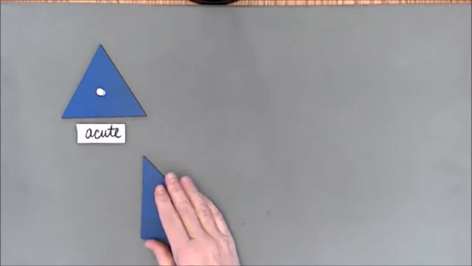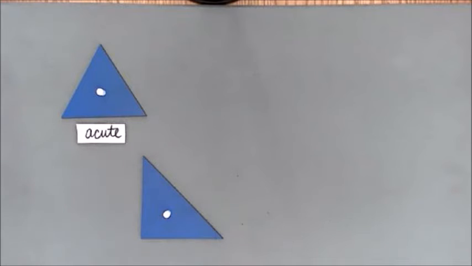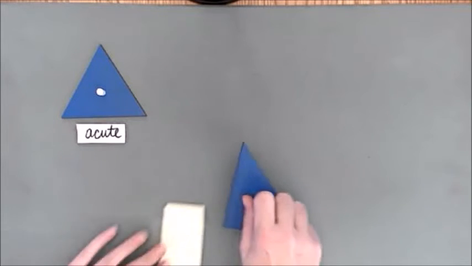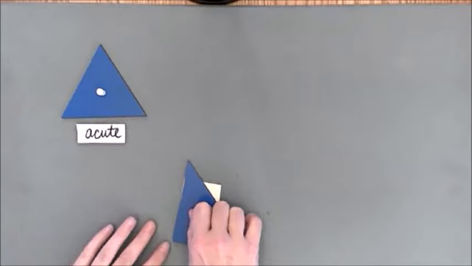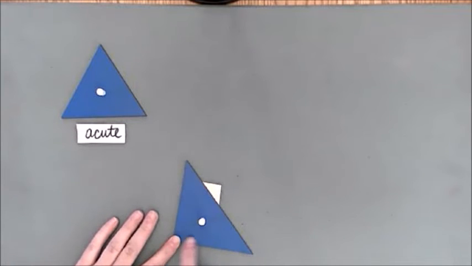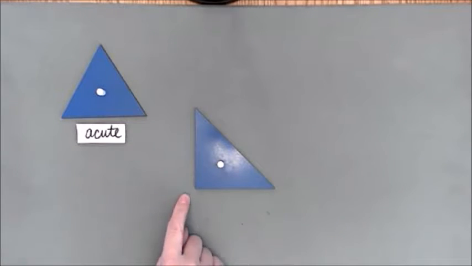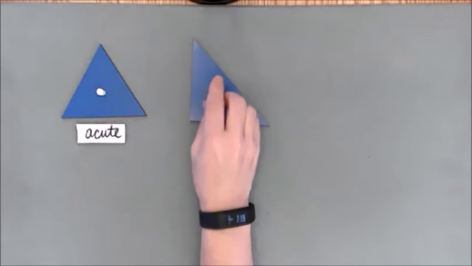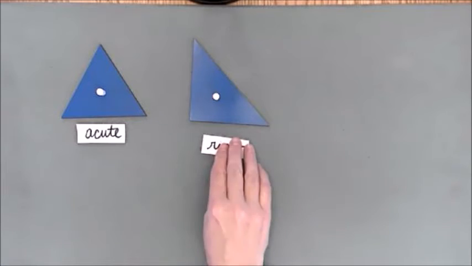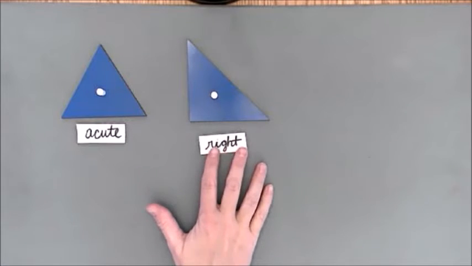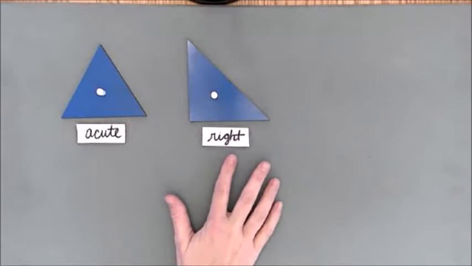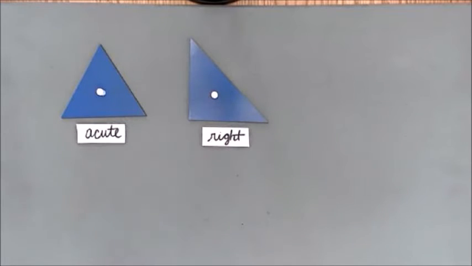Okay, here I have another one. This one here is a triangle. It has 1, 2, 3 sides. And this angle here, if I place it on our angle measurer, covers up our whole angle measurer. Our angle matches our angle measurer. This one has one right angle. One right angle makes this a right-angled triangle, a right triangle. A right triangle has one right angle.